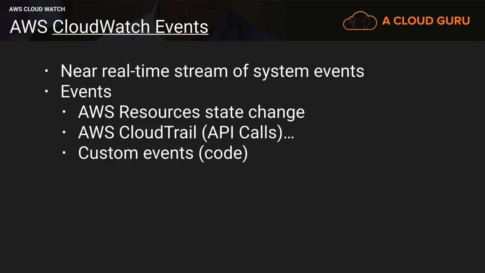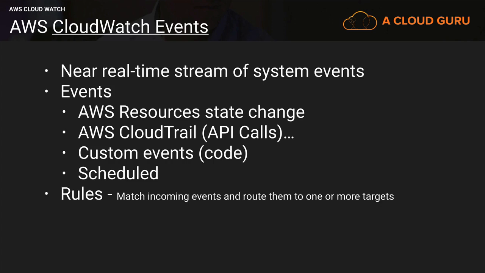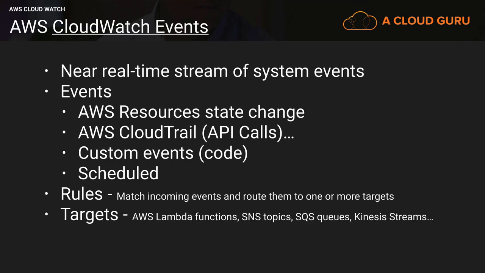We can have custom events. So you can go in and just basically look for specific codes. So within your Apache logs, for example, if you're getting certain HTTP status codes, maybe you could have an event that responds to that using different rules. We can also have scheduled events as well. And so our rules essentially match the incoming events and route them to one or more targets. So our targets are going to be things like AWS Lambda functions or SNS topics or SQS queues or Kinesis streams. So maybe you just want an SNS notification if someone in your team has gone in and provisioned an EC2 instance. You can create that using both CloudTrail and CloudWatch events.